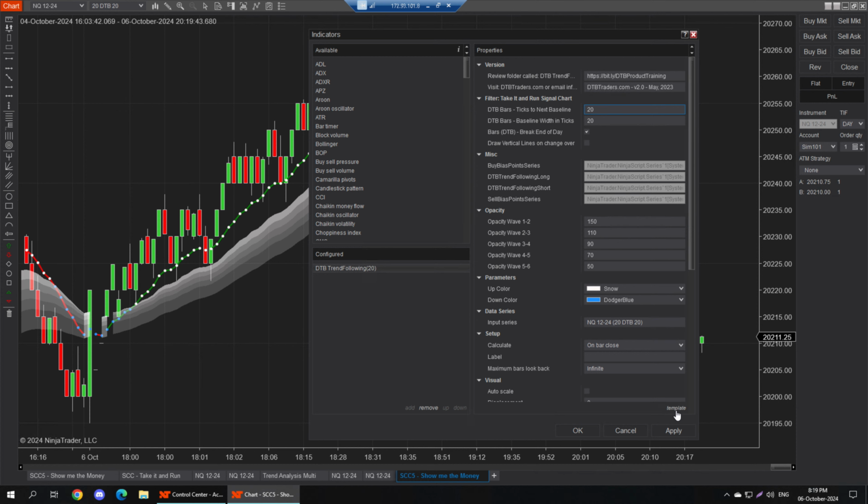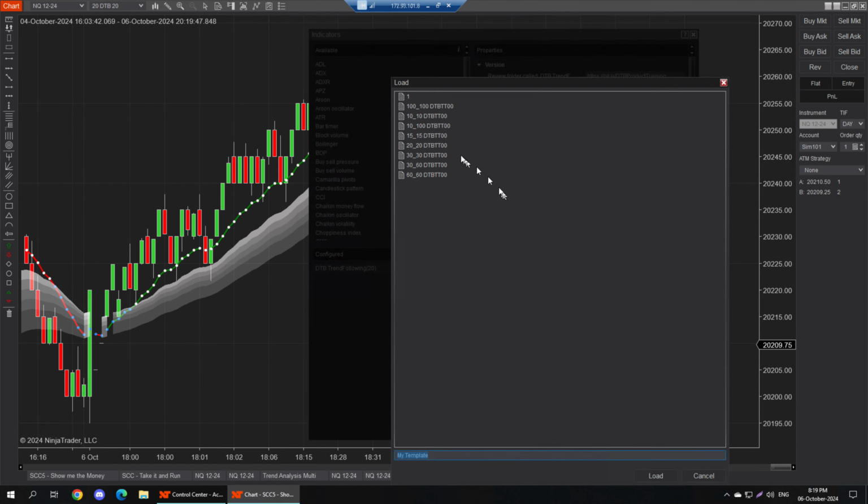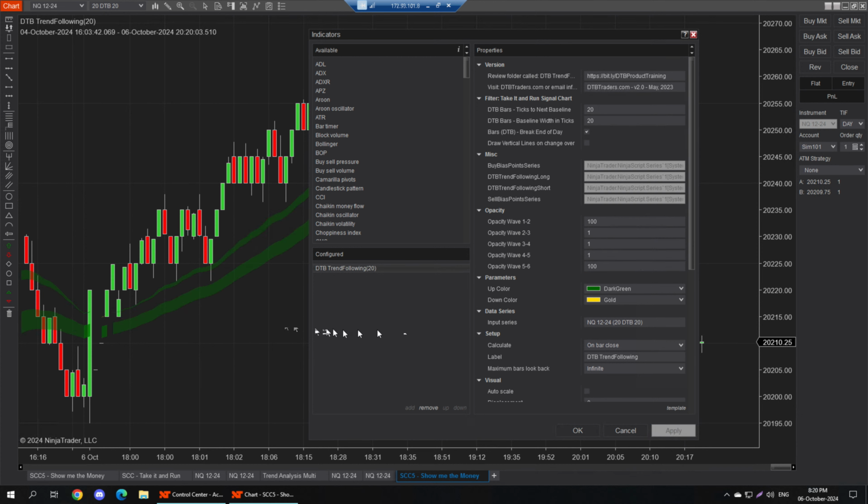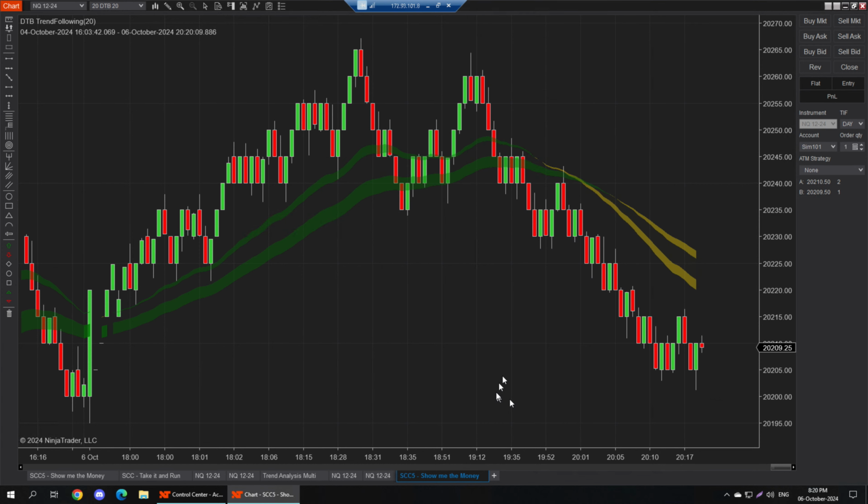But this is what I wanted to show you. I've actually loaded a few templates here. So if I go templates, load, and I go 2020, you'll see that it made the opacity for wave 1 to 2 100 and 5 to 100. If I click on apply over here, you'll see that it's only highlighting those two. So if you look at the chart now, you're going to notice that it's got just those two. So you could choose which ones you want to highlight.